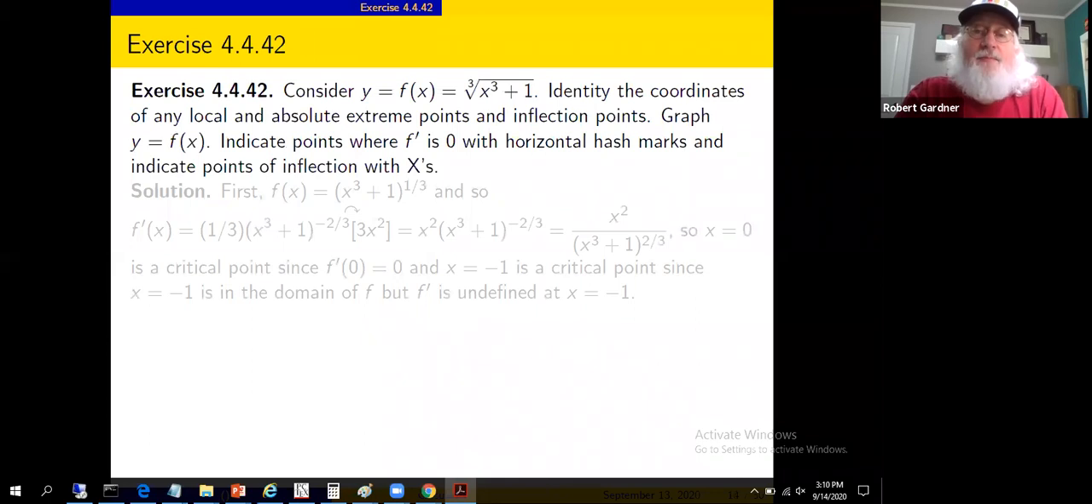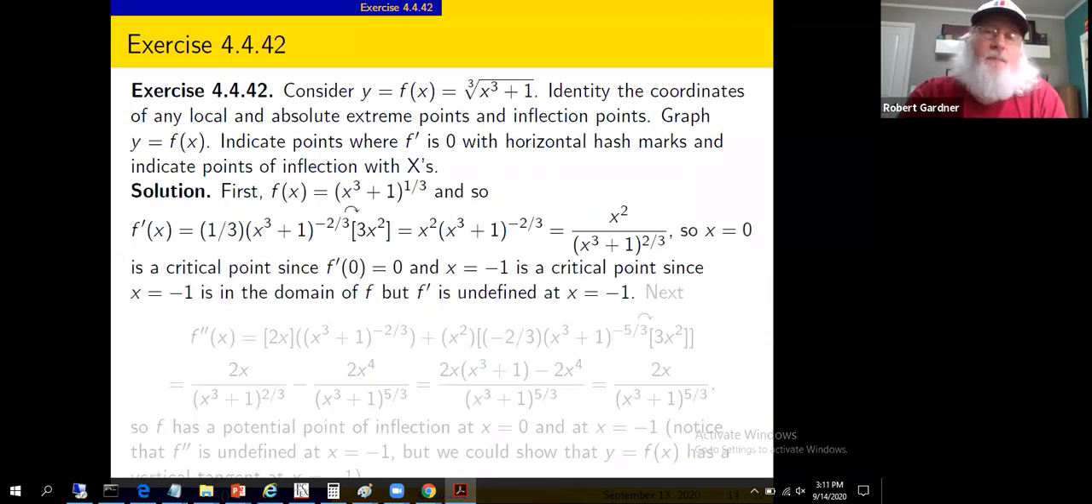Let's do another one. Here's a function. Do that same kind of stuff: identify the coordinates of the extrema and the inflection points, graph it, use hash marks and X's. So I need to find the information like they gave us in the previous question. Let's take this function, the cube root of x cubed plus 1, and write it as (x cubed plus 1) to the 1/3 power, so it's easy to differentiate.